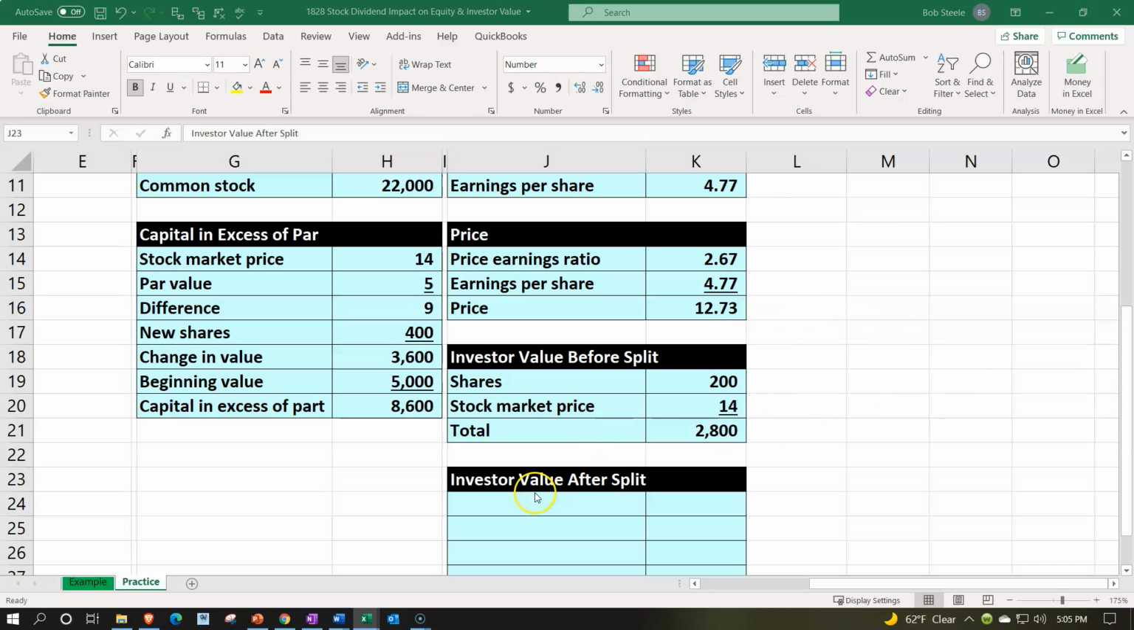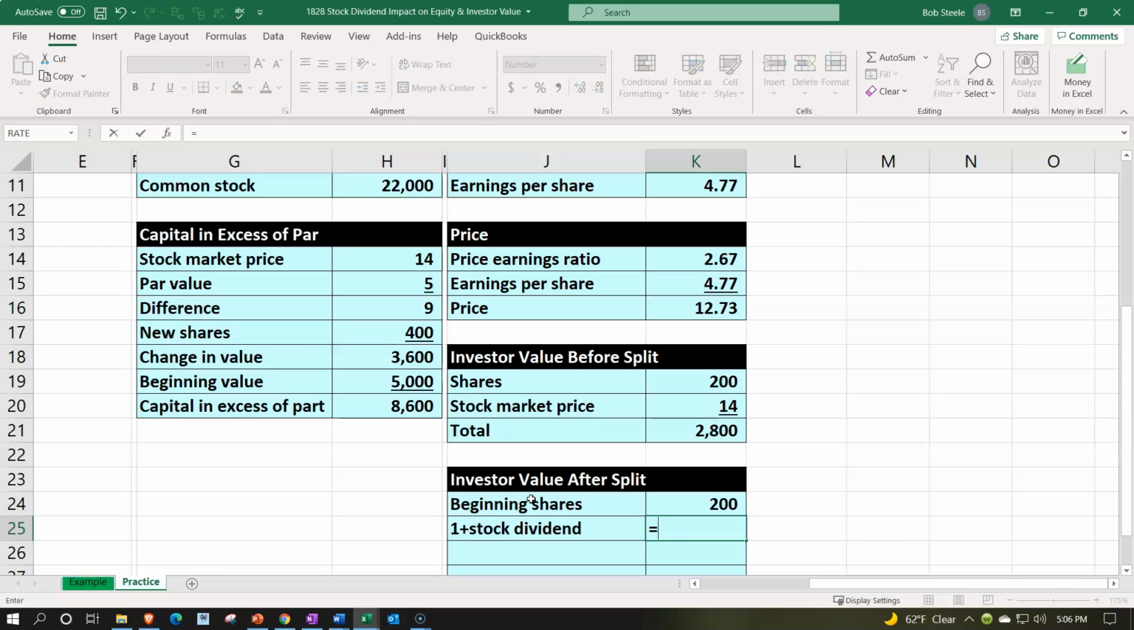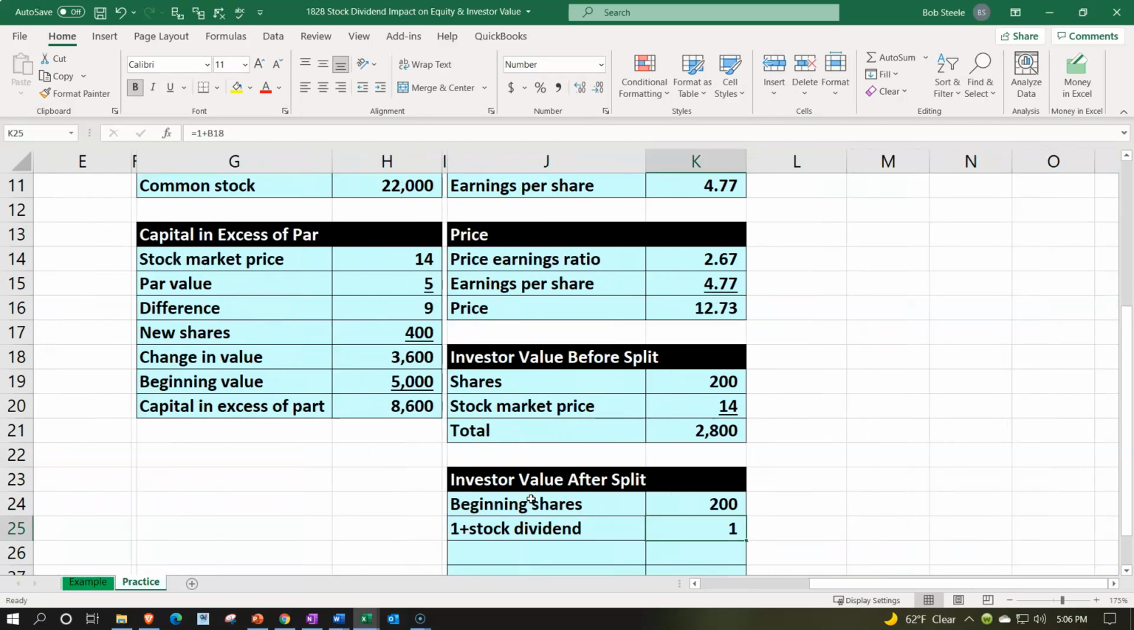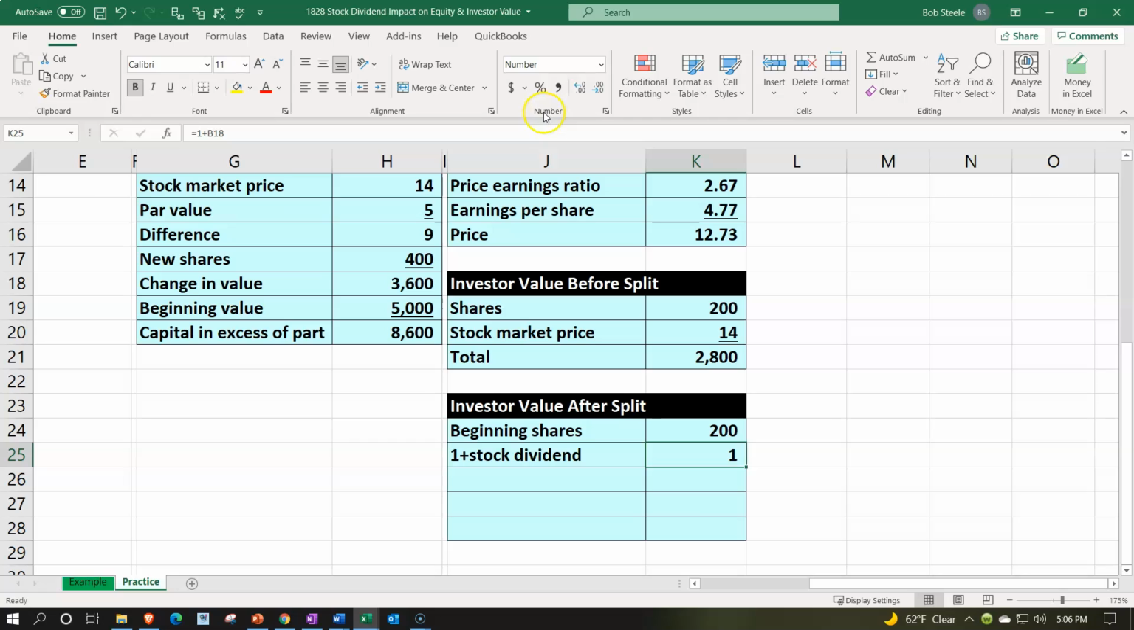Then the change that happens: the beginning shares is going to be equal to the 200. There was a 10% stock split, so it should go up by 10%, or stock dividend. 1 plus the stock dividend is going to be equal to 1, or 100%, plus the 10%, which gives us the 110%. Numbers, percent, define it, 110, font group, underline. That'll give us the ending shares. We take the 200 times the 110%, giving us the 220.